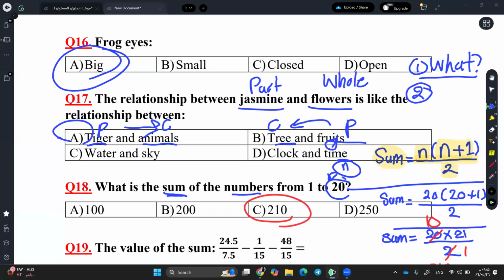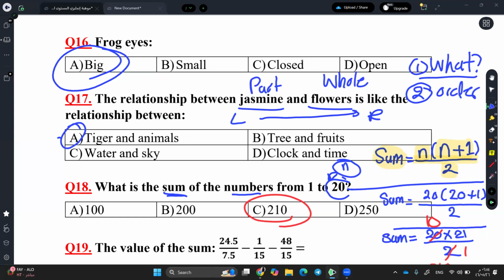Then if you have two correct answers, like here, B and A, you're going to know what is the order, right? Is it from left to right or right to left? So from left to right, part to the whole. So here you have a part, tiger, and the whole, animal, so from left to right. But here you have a tree, which is whole, and fruit, it's a part, so it's from right to left. So it's not the correct order, right? So not B, it's going to be A.